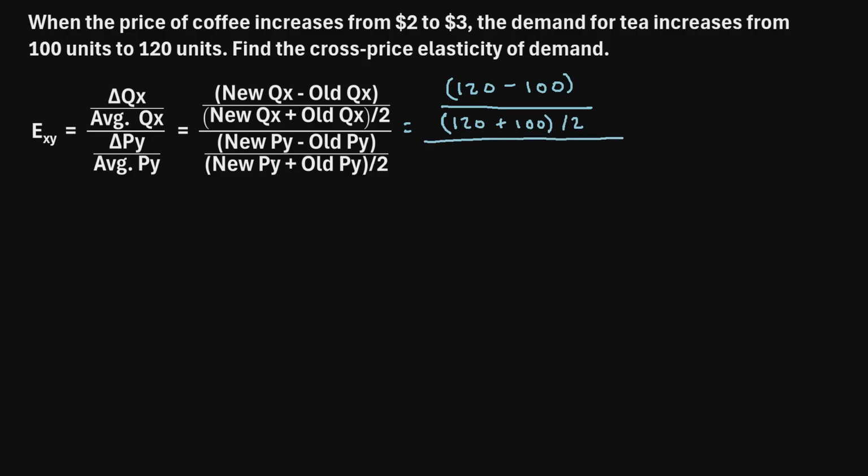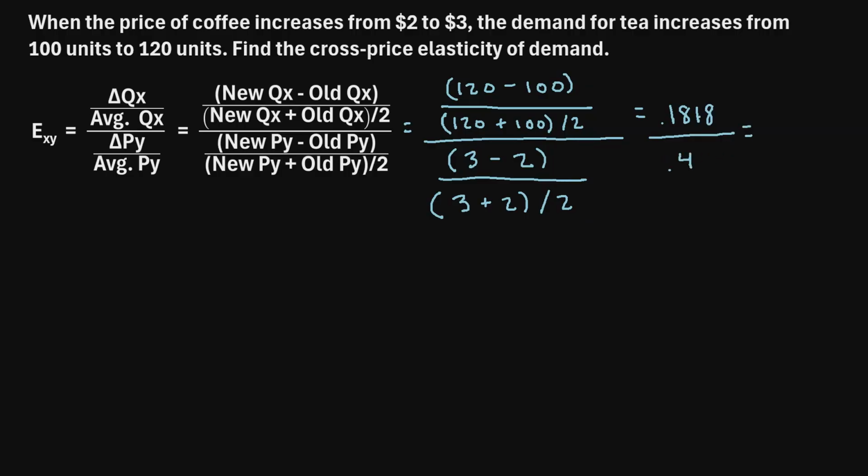Then we're dividing all of that by the new price of Y. So remember we said Y is going to be coffee. So the new price is $3. So we'll say 3 minus the old price. The old price was $2. So we'll say minus 2 divided by, we have the new price plus the old price divided by 2. Now when we simplify this a little bit, the numerator comes out to 0.1818, and the denominator, this portion right here, comes out to 0.4. So our final cross-price elasticity is 0.1818 divided by 0.4, and that comes out to 0.4545. So this is our cross-price elasticity of demand.